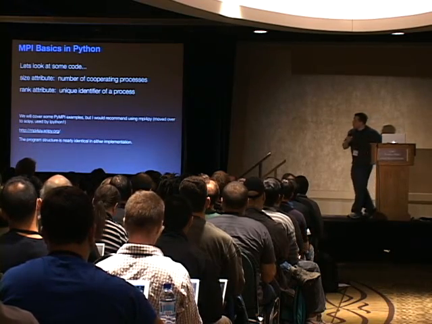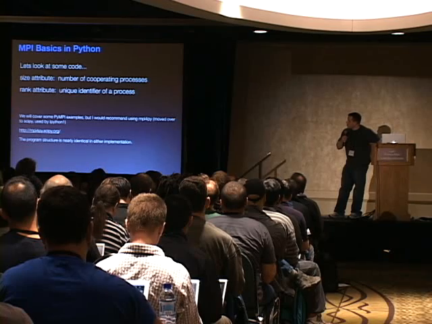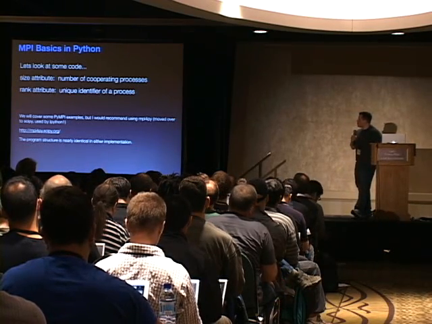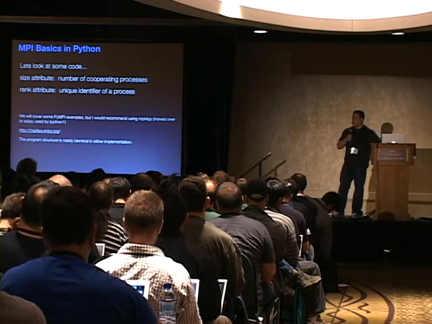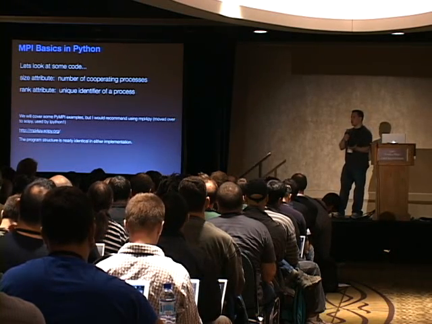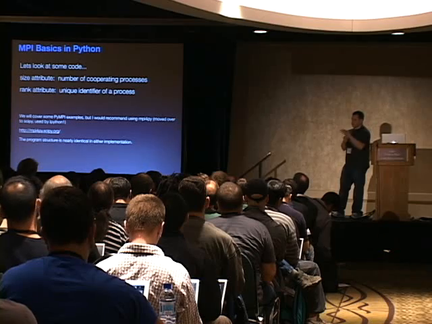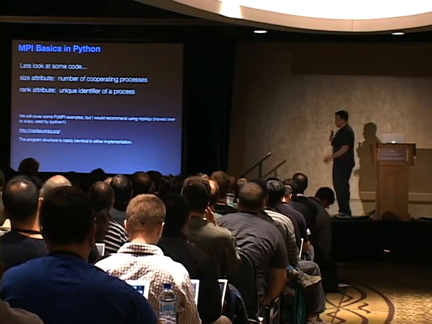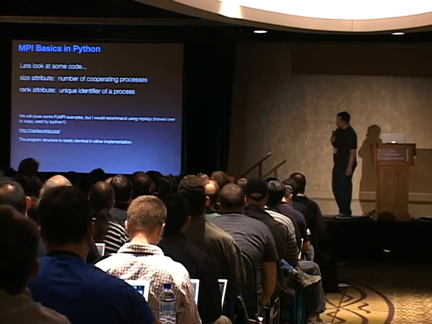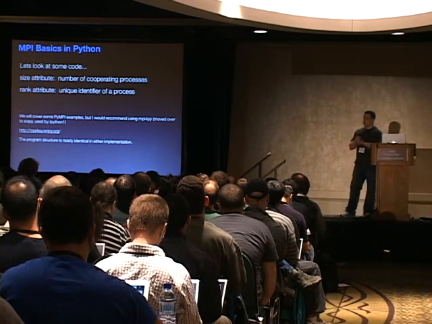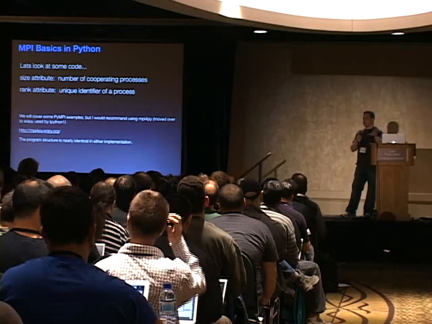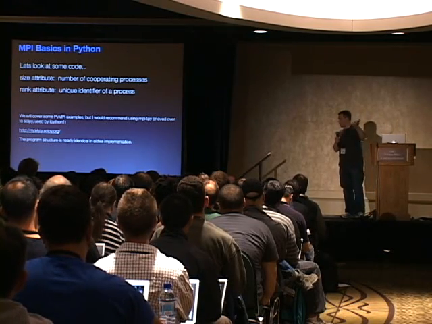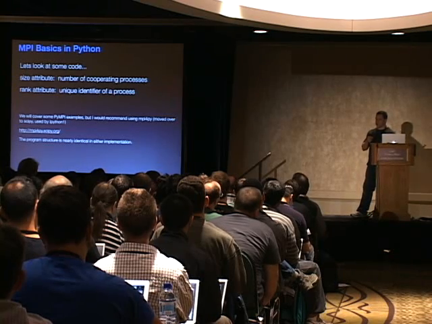Look back here. There are a couple of key things to know. There's a size attribute and a rank attribute that are associated with each process, which corresponds to a core or a CPU. The size is the total number of processes. So when you boot these MPI units, the total number of them is the size, and the rank is a unique identifier from 0 to n-1.